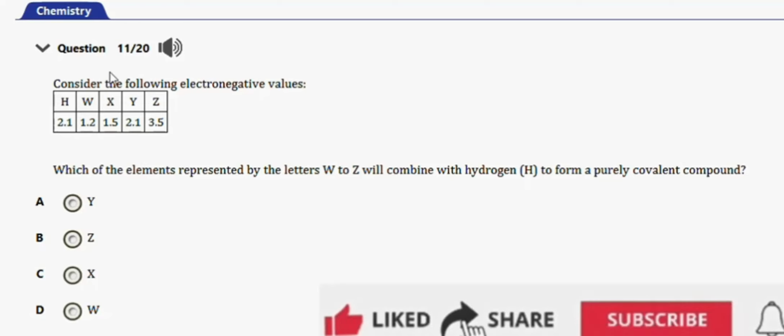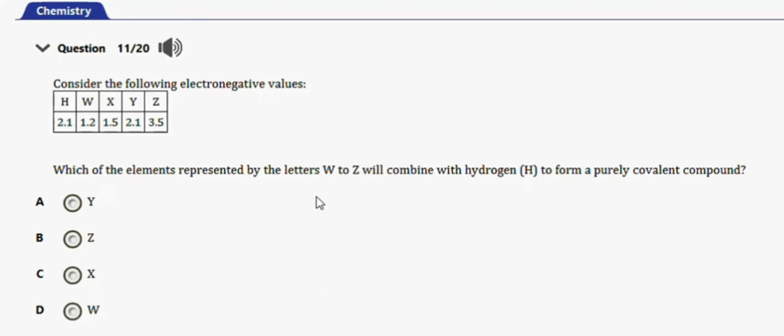Really appreciate this. So this question says, consider the following electronegativity values. Which of the elements represented by the letters W, Z will combine with hydrogen to form a purely covalent compound? Alright, so the element that will form a purely covalent compound with hydrogen will be the one that has the same electronegativity value as hydrogen, which is this Y. Okay, so this element Y has the same value as hydrogen already, 2.1, 2.1. So the right answer will be option A, Y.